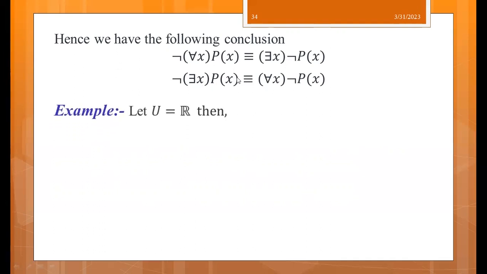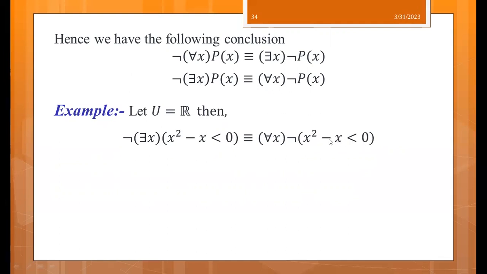We can see this by considering an example. Let U be the set of real numbers, that's the universal set. Then the negation of for some x, x squared minus x less than 0, is equivalent to, depending on the definition that we have already seen here, the negation of the existential quantifier is universal, and this is p of x, so this negation will be the negation of x squared minus x less than 0.